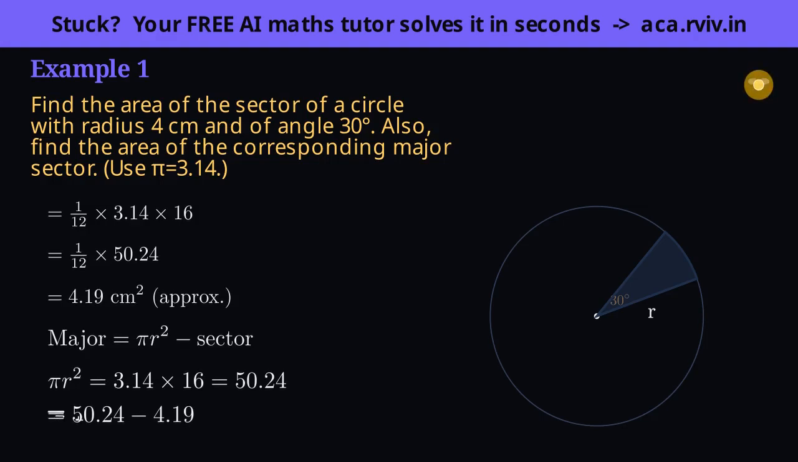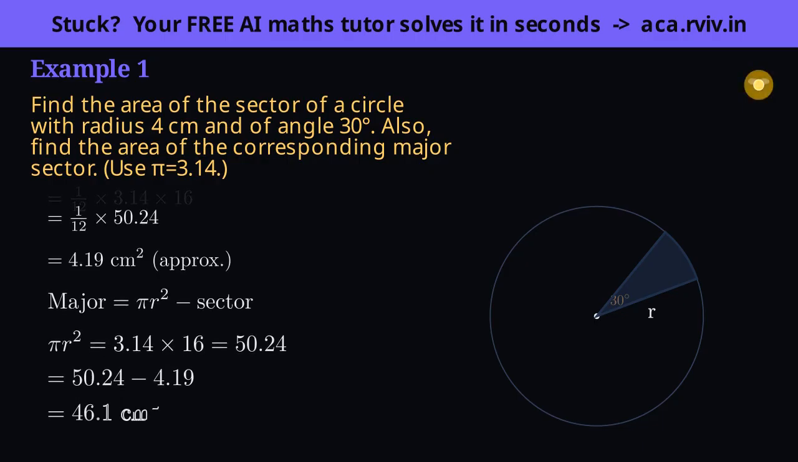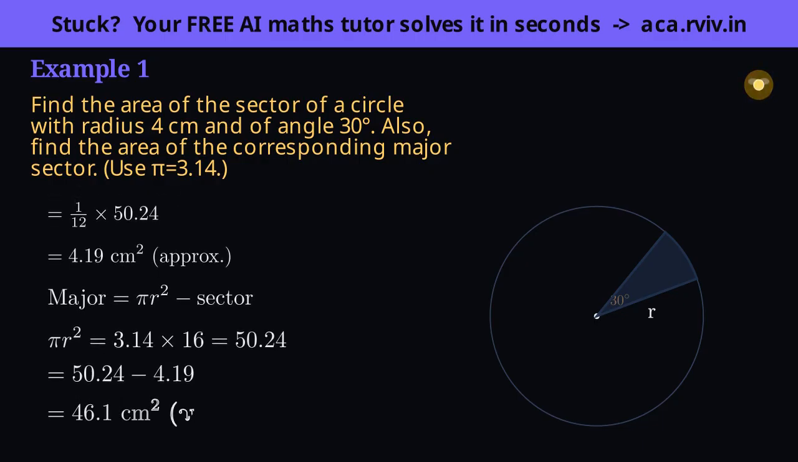And that leftover is the major sector, about 46.1 square centimeters rounded to 1 decimal place, comfortably the bigger piece, exactly as we'd expect from a slice of only 30 degrees.